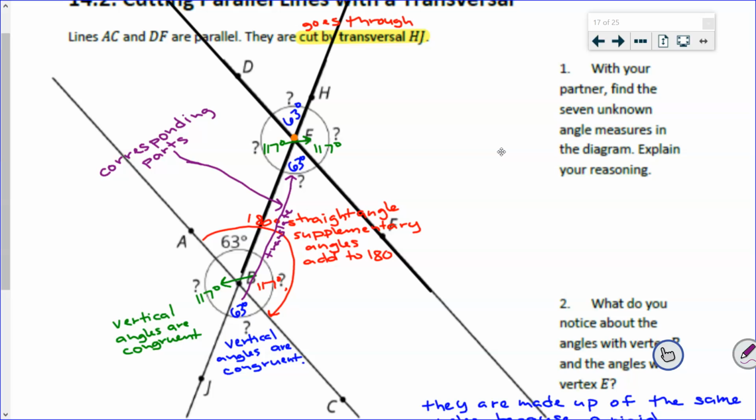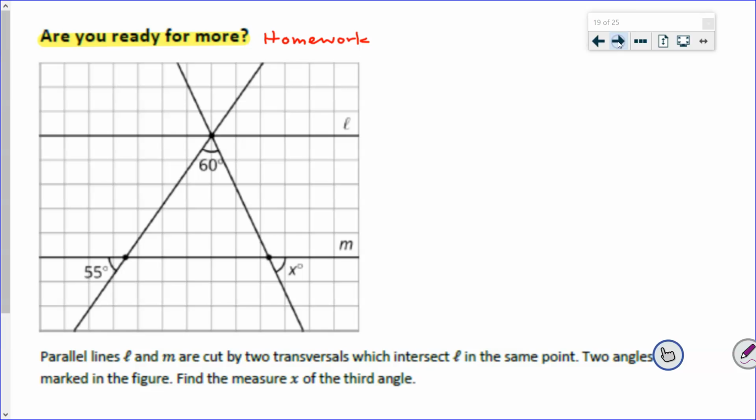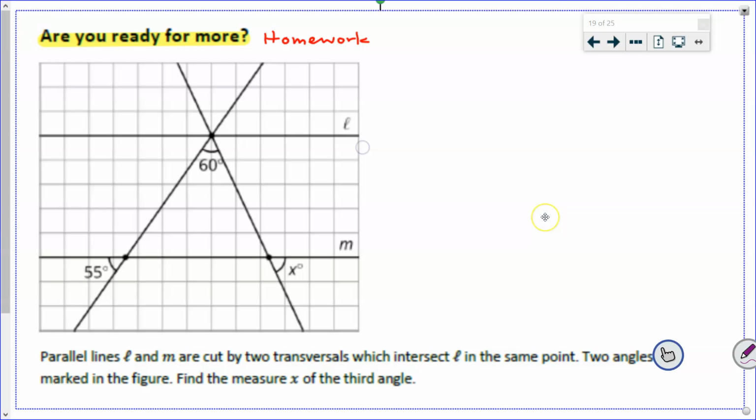We are going to talk about one more. And before we do that, we need to talk about the Are You Ready for More, which was your homework. So make sure you have your homework in front of you so that we can review your answers there. All right, are you ready for more?